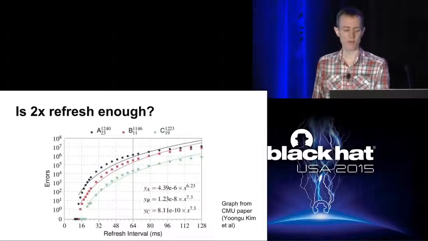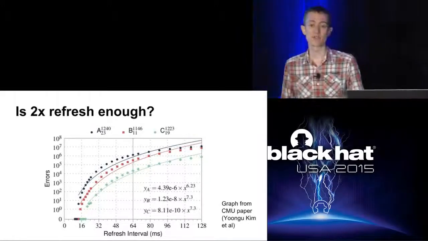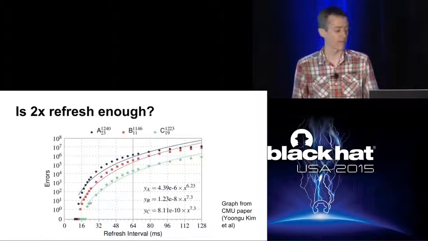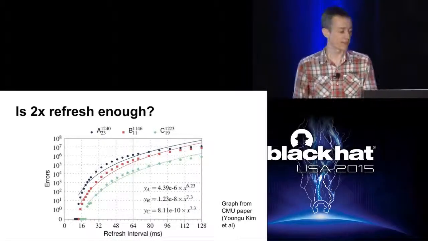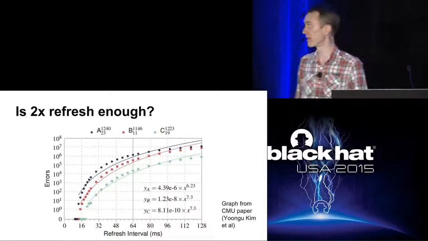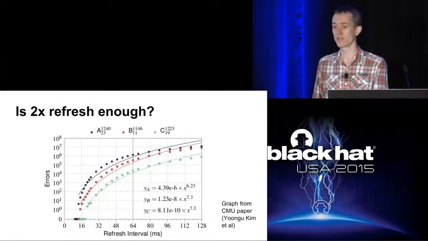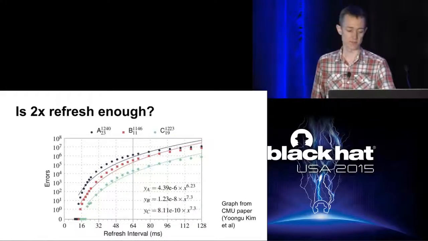There is a question about whether that's enough, though. The CMU paper has a graph which shows that even when you're doing one-sided hammering, a double refresh rate isn't always enough to eliminate all the errors. So maybe an attacker will just have to take longer before they can trigger bit flips. And this doesn't even take into account two-sided row hammering, which is more likely to cause flips.